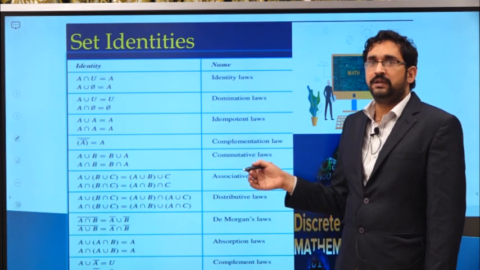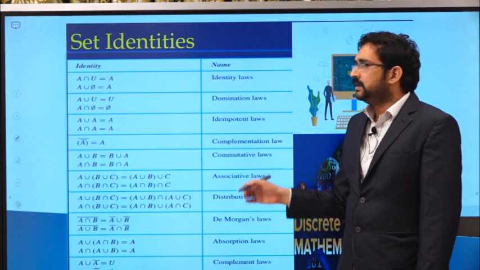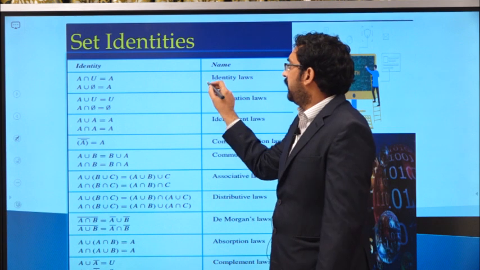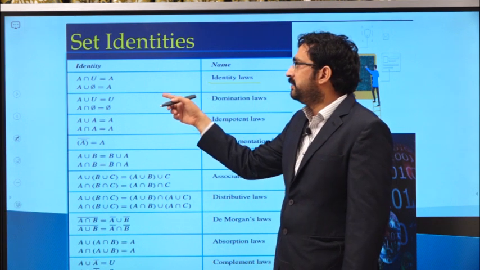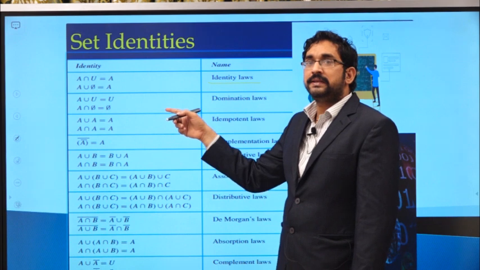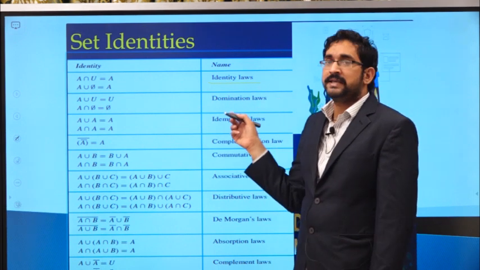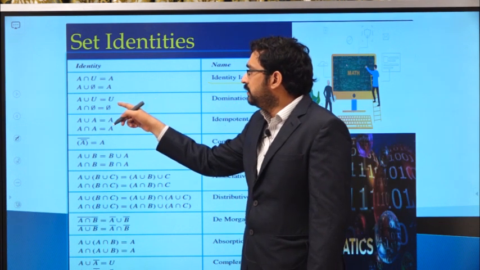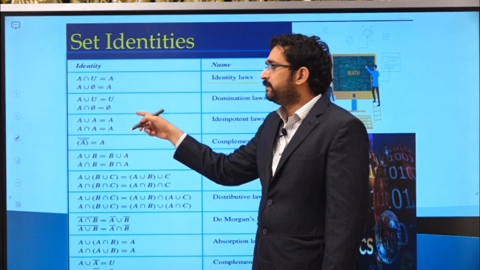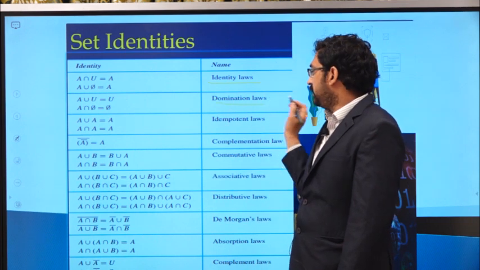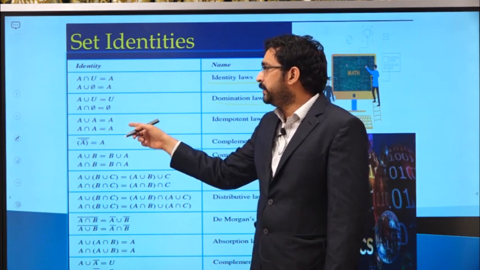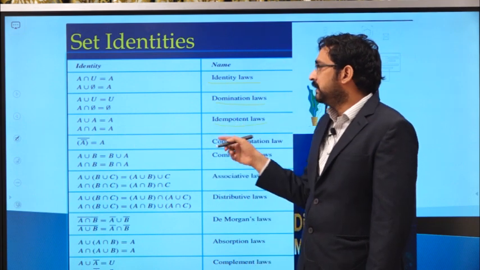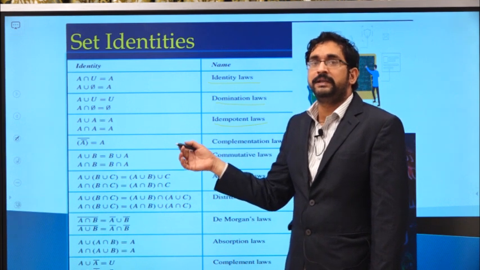Next, set identities. We use set identities to prove some laws. Identity laws: A intersection universal set equal to A union null set equal to A. These laws are called identity laws. Domination laws: A union universal set equal to U, A intersection null set equal to null set. These are domination laws. Next, A union A equal to A intersection A equal to A. These are idempotent laws. Next, A complement whole complement equal to A.